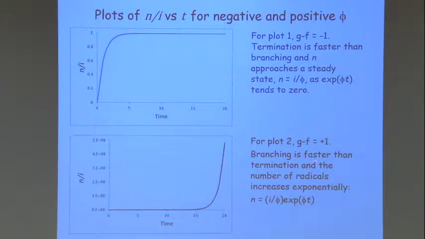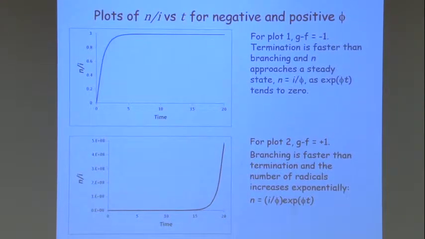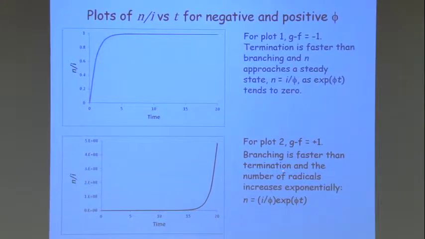On the other hand, if we make G minus F positive, make it plus 1, then what's going to happen is this term is going to increase with time, and the reaction is going to take off. We're going to get ignition. So branching is faster than termination. The number of radicals rises exponentially.